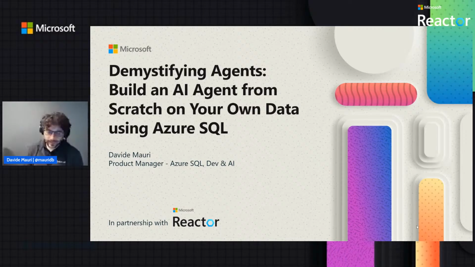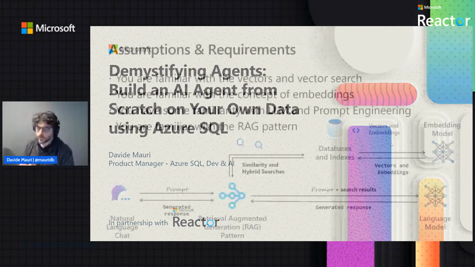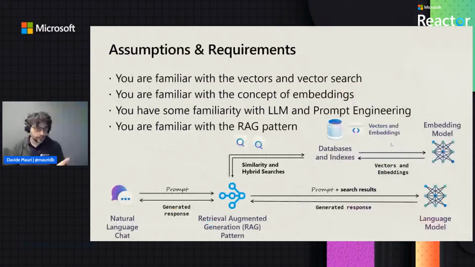This session is quite advanced, in the sense that I assume you are familiar with vectors and vector search, and with embeddings. So you already know how to get embeddings and how to store them in your database, and that Azure SQL has a new vector type that allows you to store embeddings and search for embeddings and vectors in Azure SQL and also in the forthcoming SQL Server 2025.